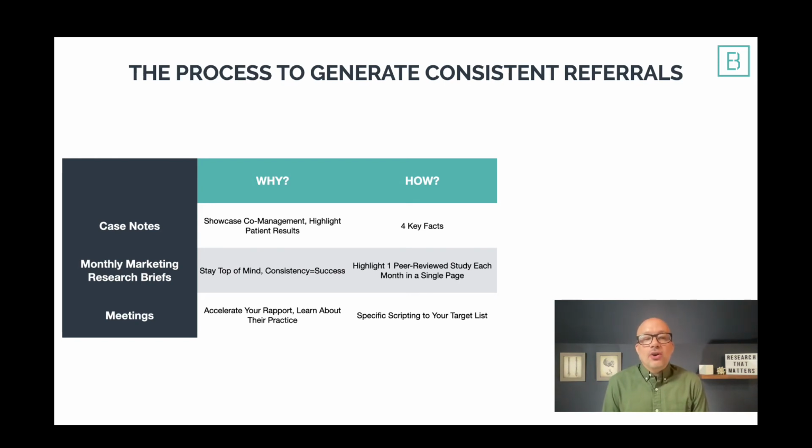With monthly marketing research briefs, those are a monthly cadence. Why do you send them? To stay top of mind. And consistency equals success. If you are not reaching out each and every month, you are going to have a hard time finding success. How? By highlighting one peer-reviewed study each month in a single page. That is what we deliver.